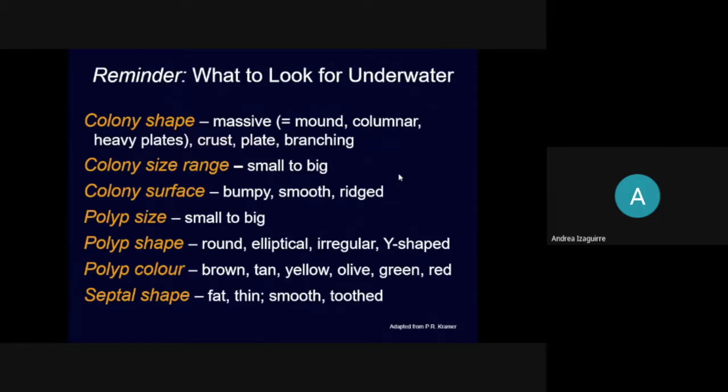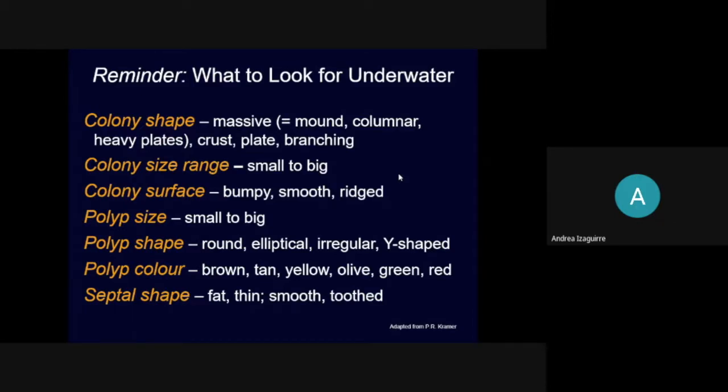After that, if you still can't identify, you start looking for smaller things. So you might have to move a lot closer to the colony to see what their polyp size is. So each individual polyp, is it small? Is it big? Does it have the tentacles out or in? That's also a really good clue. Then the polyp shape itself. So where the mouth is and around that, is it round, elliptical, or what kind?